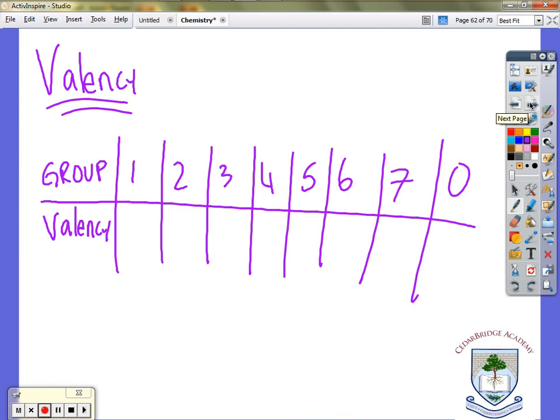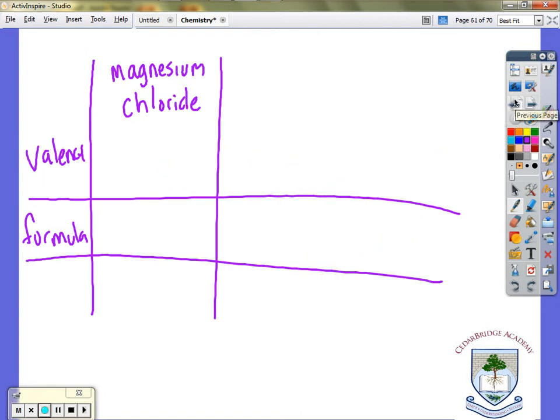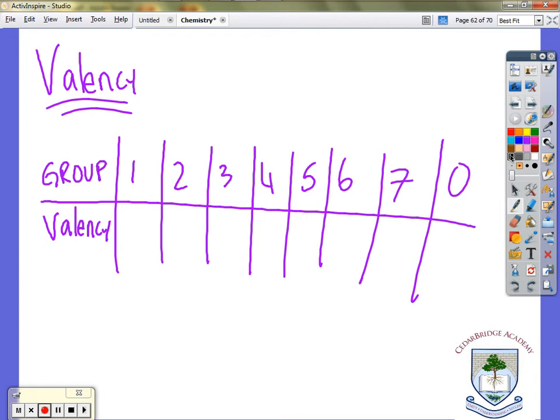So now we have to move on to valency. Let's say I gave you the word magnesium chloride. You need to figure out for magnesium chloride how many magnesiums and how many chlorines. And in order to do that, you have to use the valency. So valencies correspond with the group numbers. Basically it tells you how many electrons need to be added or subtracted. It tells you the charge of the ions.